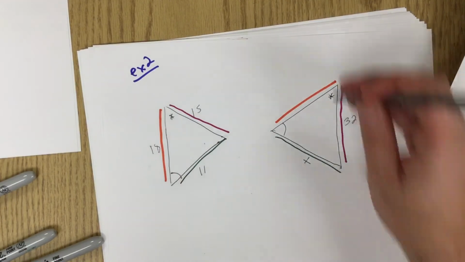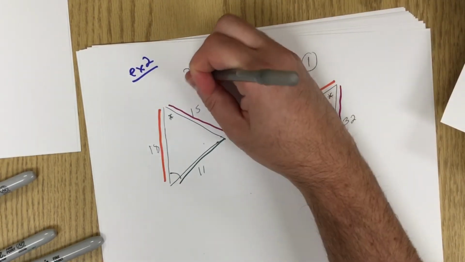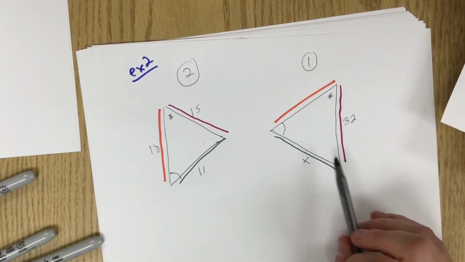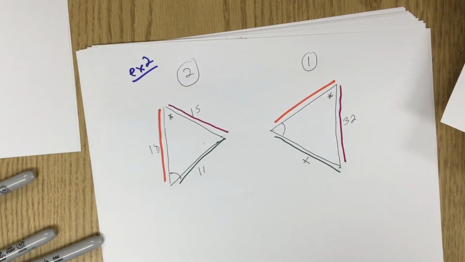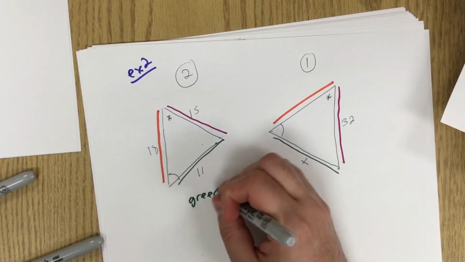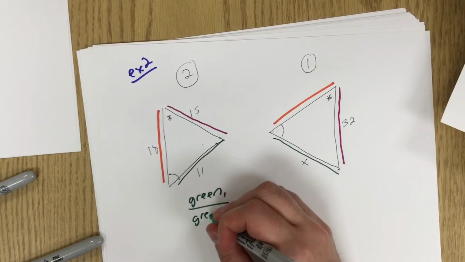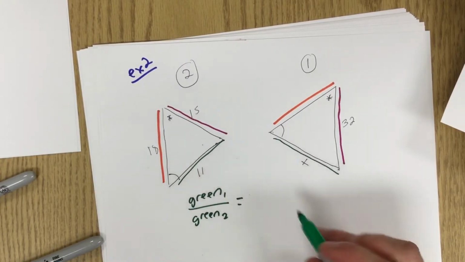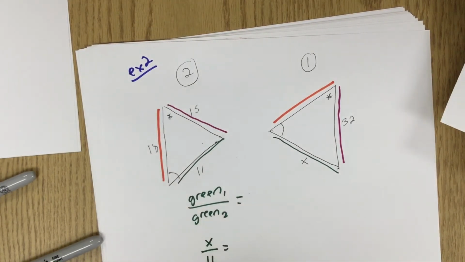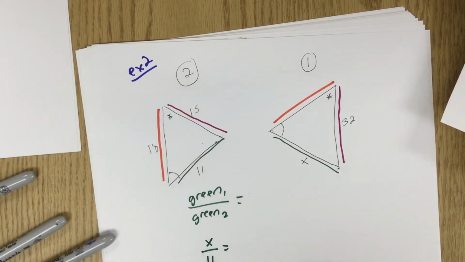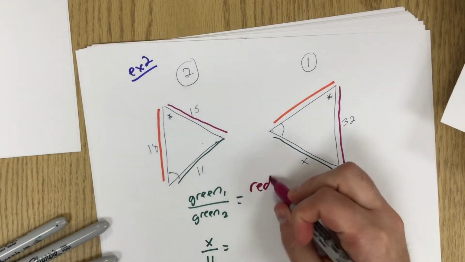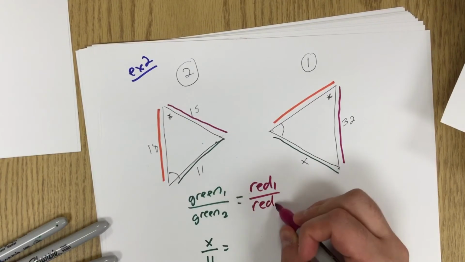Which triangle is going to be triangle number 1? I'm going to say that this is triangle number 1, and this is triangle number 2, because this one has the x in it. So that's what I want to use as triangle number 1. So my formula is going to be green 1 over green 2, which is x over 11. I'm going to save myself some marker switching here. Is red 1 over red 2.